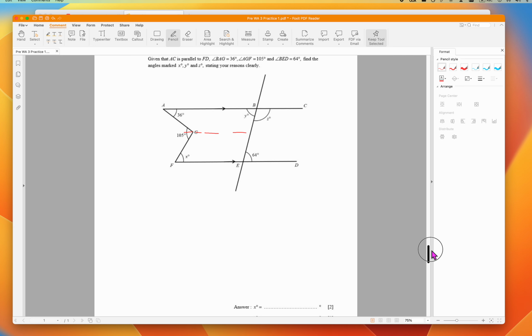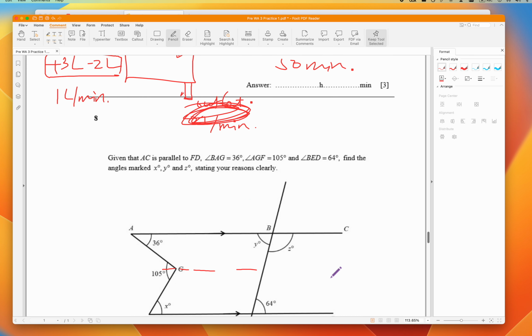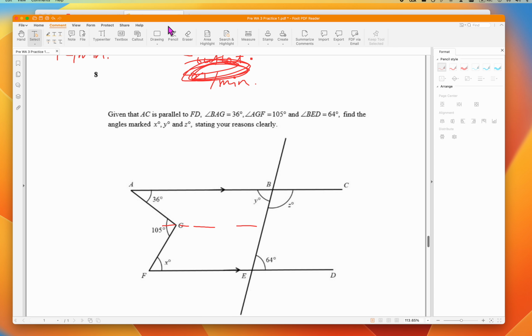So you are asked to find X, Y, Z. The question asks you to find X, Y, Z. Good. So you need to find X, Y, Z.